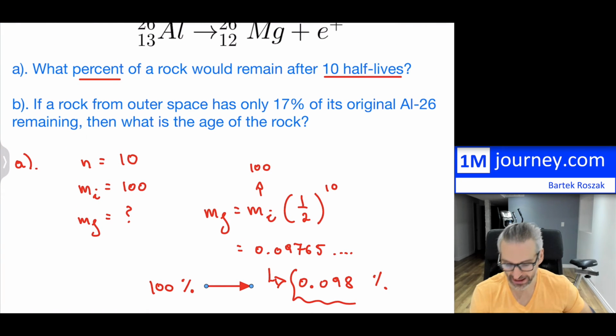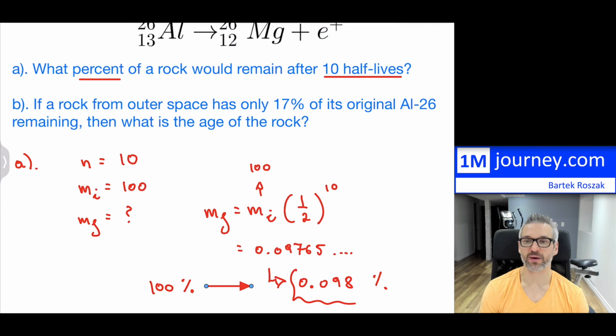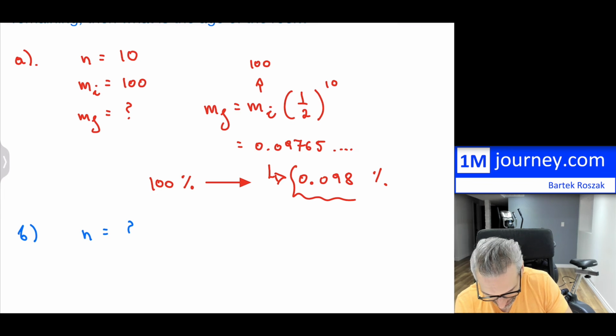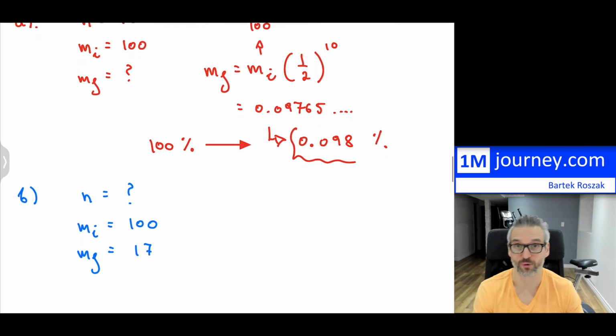Now what about part B? If a rock from outer space has only 17% of its original aluminum-26, then from that reaction, what is the age of the rock? Ooh, that's a really good question. So for part B, we have the following. We do not know what N is. We'll assume that the initial amount was 100, because it says the final was 17%, which would have been about 17, let's say, grams of the original 100 that we had.